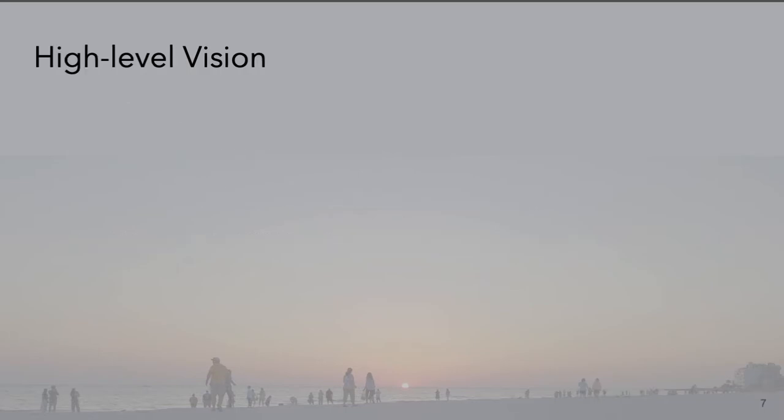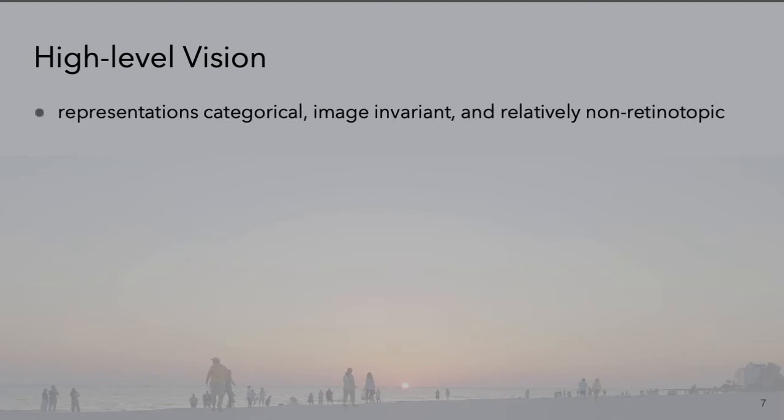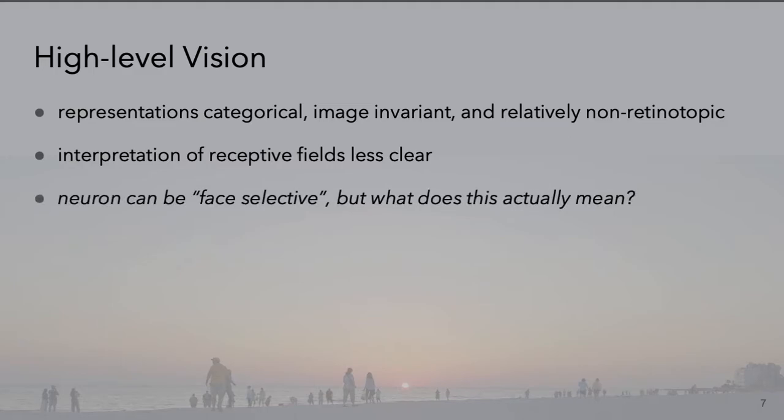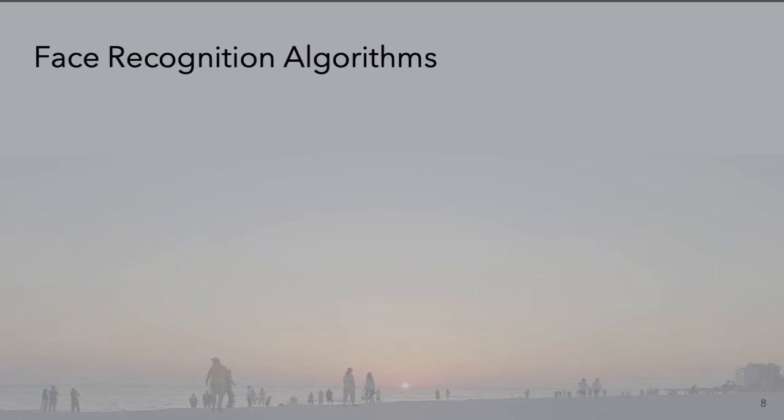In high-level vision, the goal of the visual system is no longer to encode an image, but rather to decode what is in the image. Therefore, the representations are categorical, image invariant, and relatively non-retinotopic. Receptive field interpretation is more challenging. This could be why researchers have struggled to find semantically meaningful labels for neurons in the inferotemporal cortex. A neuron can be face selective, but what does this actually mean?